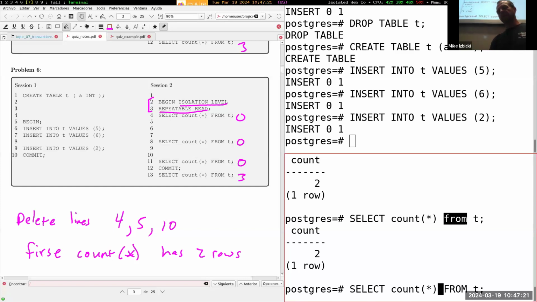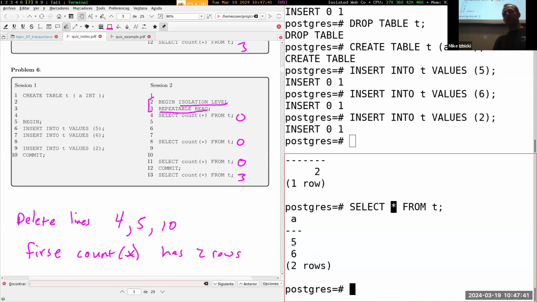Something that's semantically slightly different, though, here would be the select star from T. So again, instead of the count star, this will actually list the rows instead of the count of the rows. And so this will list all of the rows that are currently available for this transaction to see at this table. And when I hit enter right here, you'll see that only rows 5 and 6 appear, and the row that has this 2 value does not appear.